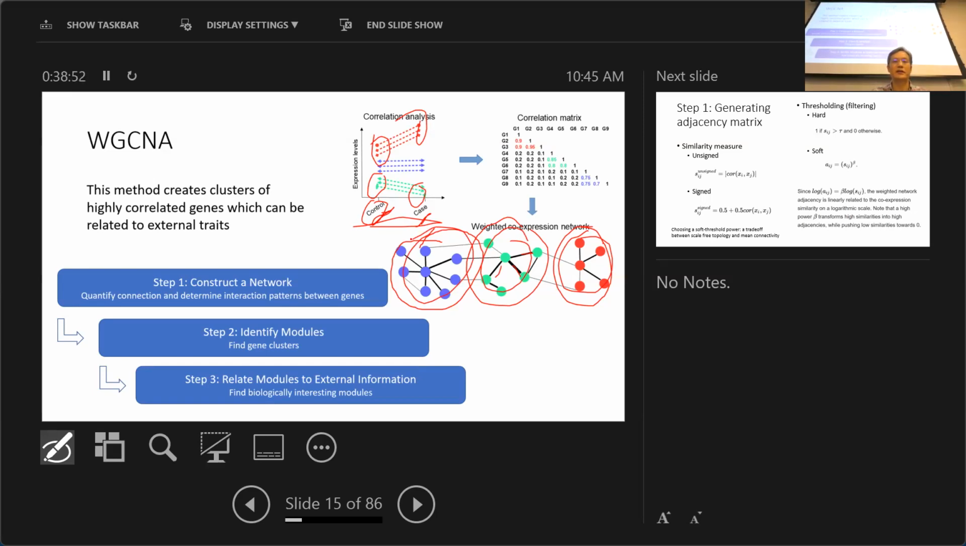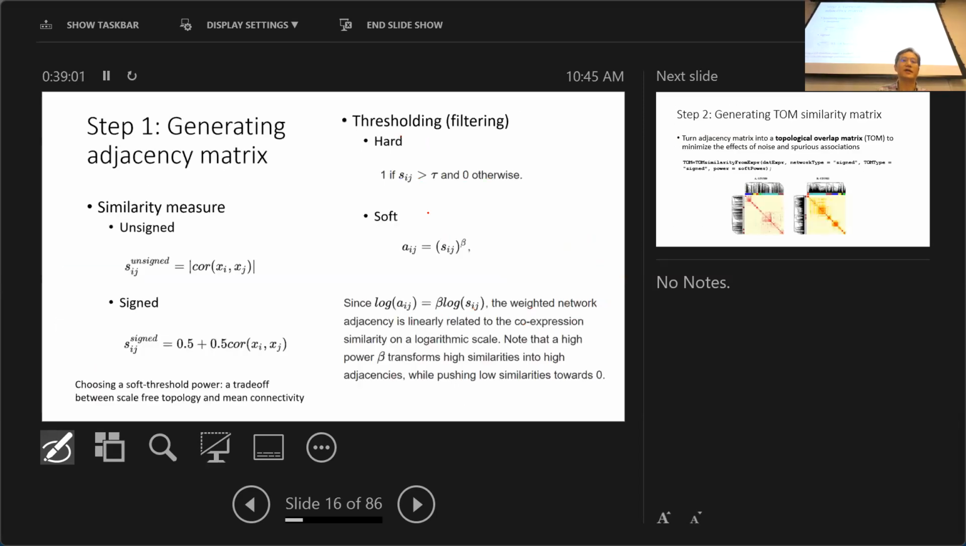So the network is constructed by correlation, and then you have a cutoff, because you compute a correlation between genes. For every pair of genes, you can have a correlation coefficient. Then you need a cutoff: this correlation has to be greater than 0.75, then I will keep it. Anything lower than that, I will set the connection between these two genes in the network to be 0, no connection. Okay, so this is like a hard cutoff.